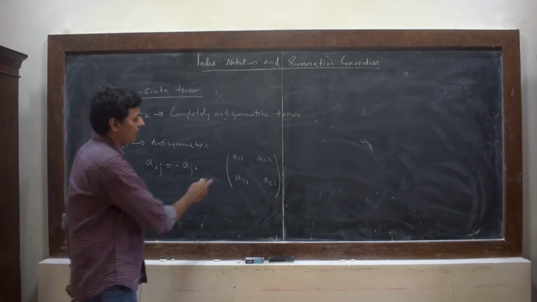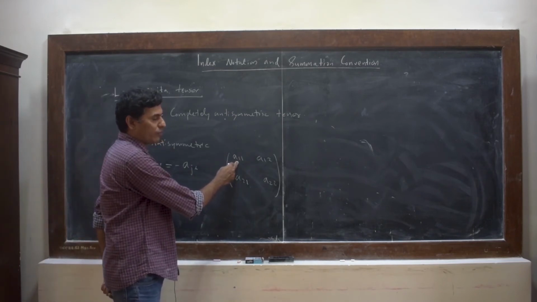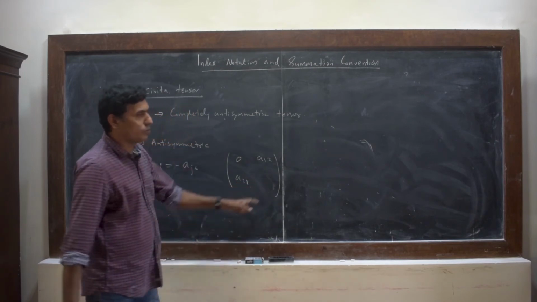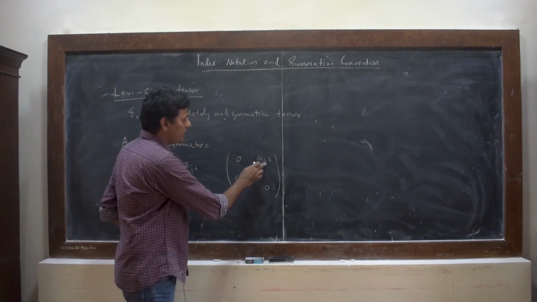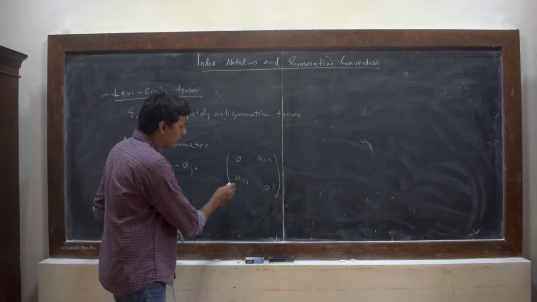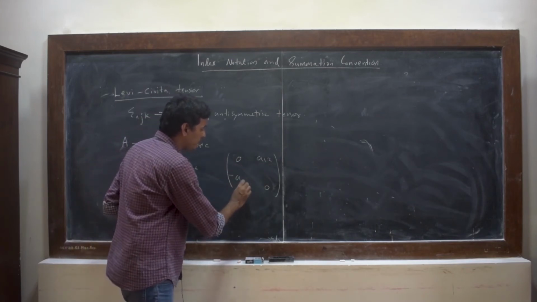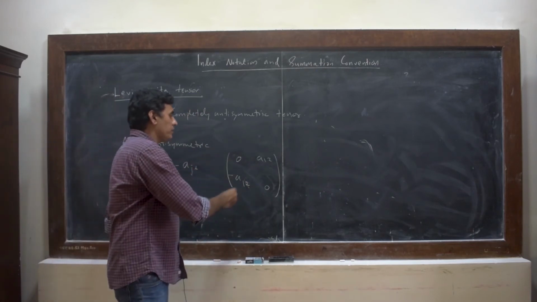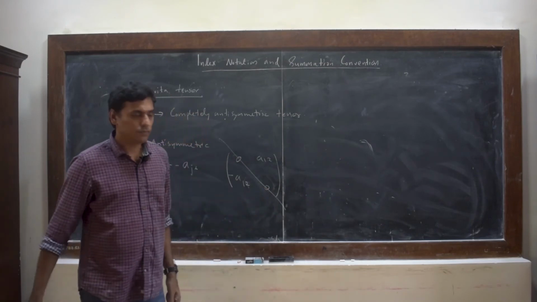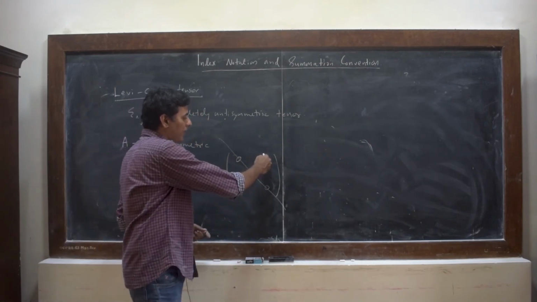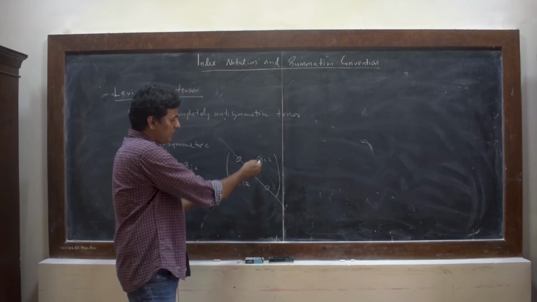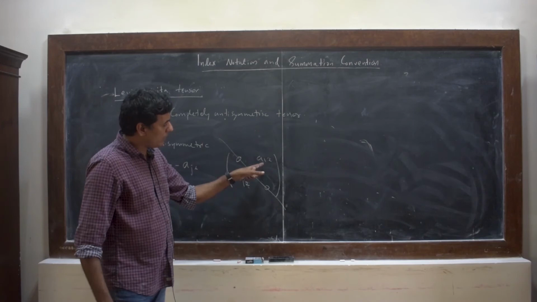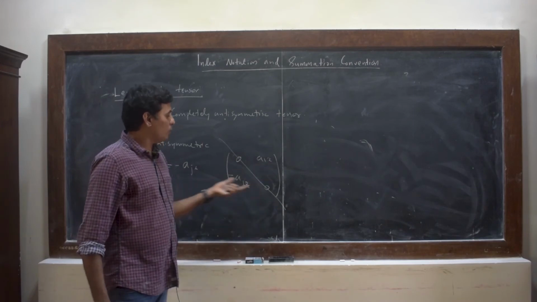Then what does it say? A11 must be equal to minus A11, so the only possibility is that this is 0. Similarly, A22 is equal to minus A22, that is 0. And if A12 is here, then A21 must be equal to minus A12. So for an antisymmetric matrix, all the diagonal elements are zeros, and whatever appears on the upper diagonal, the lower diagonal will be the negative of that. So all the diagonal elements are 0, and then A12, here because it is 2 dimensional, right?